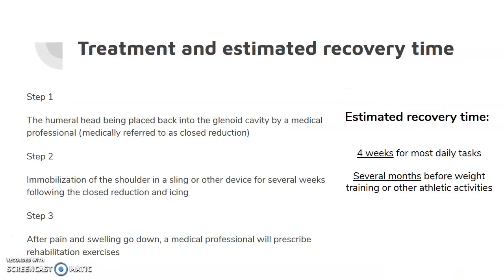To recover from a shoulder dislocation, your first step is the humeral head being placed back into the glenoid cavity by a medical professional. This is referred to as closed reduction. Step 2 would be to immobilize the shoulder in a sling or another device for several weeks following the closed reduction, and icing consistently. Step 3 would be, after the pain and swelling go down, a medical professional prescribes rehabilitation exercises. This is estimated to be about 4 weeks to perform daily tasks and several months before training or other athletic activities.